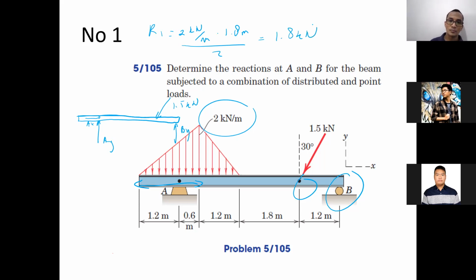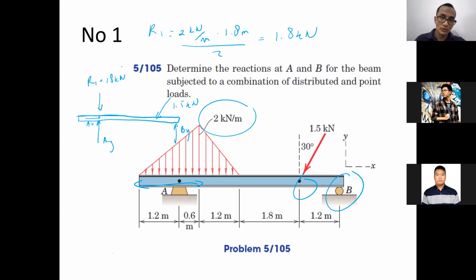Okay, and where are we supposed to place it? We are supposed to place it one third of the length from the right side, or two third from the zero location. If it's two third from zero, because the overall length is 1.8, two third from zero is 1.2 meters. So exactly at A, there will be our R1 equal to 1.8 kilonewton.